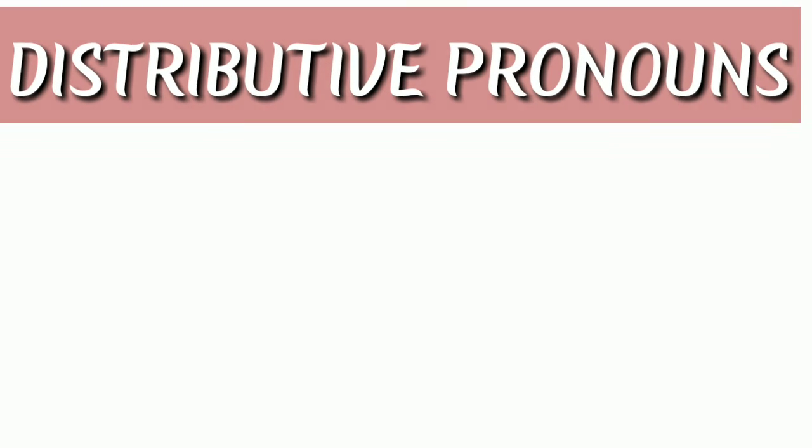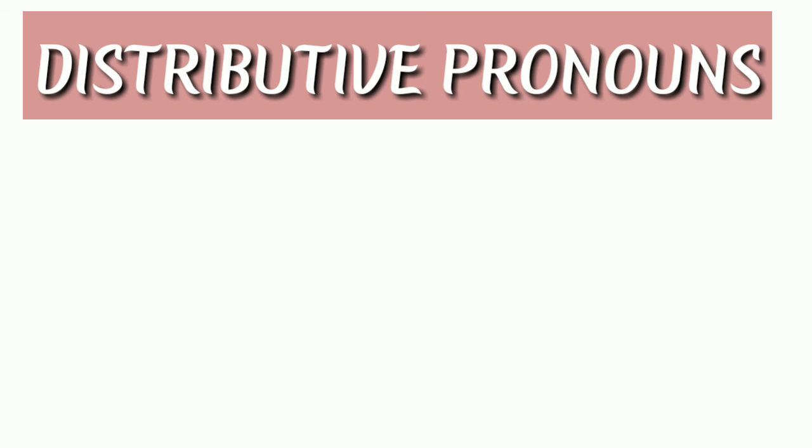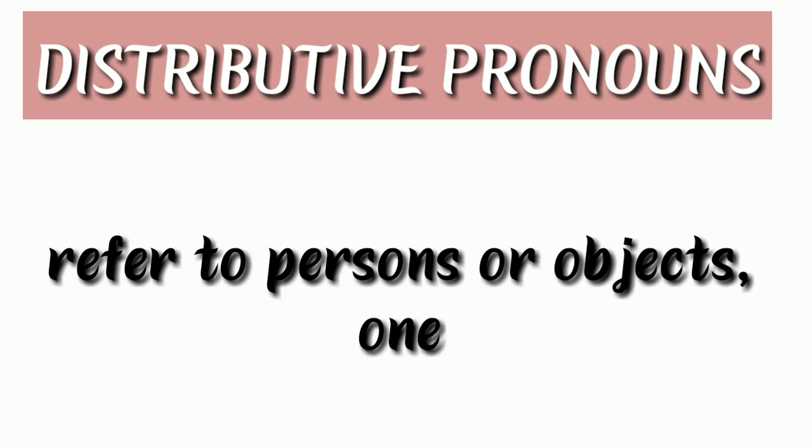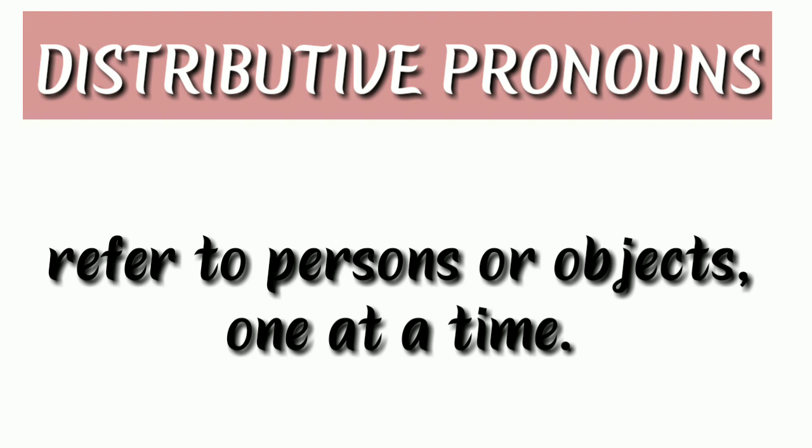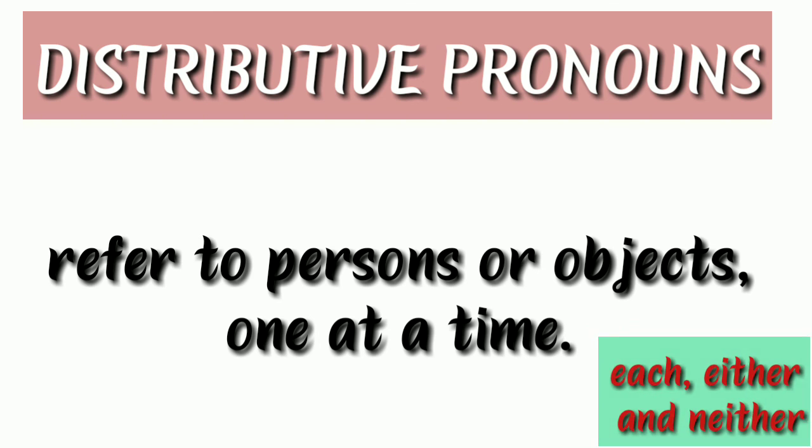Next one, distributive pronouns. Distributive pronouns are used to refer to the person or object, one at a time. For example, each of the students must carry his identity card with him. Here, each is the distributive pronoun. Each, either, neither are some distributive pronouns.